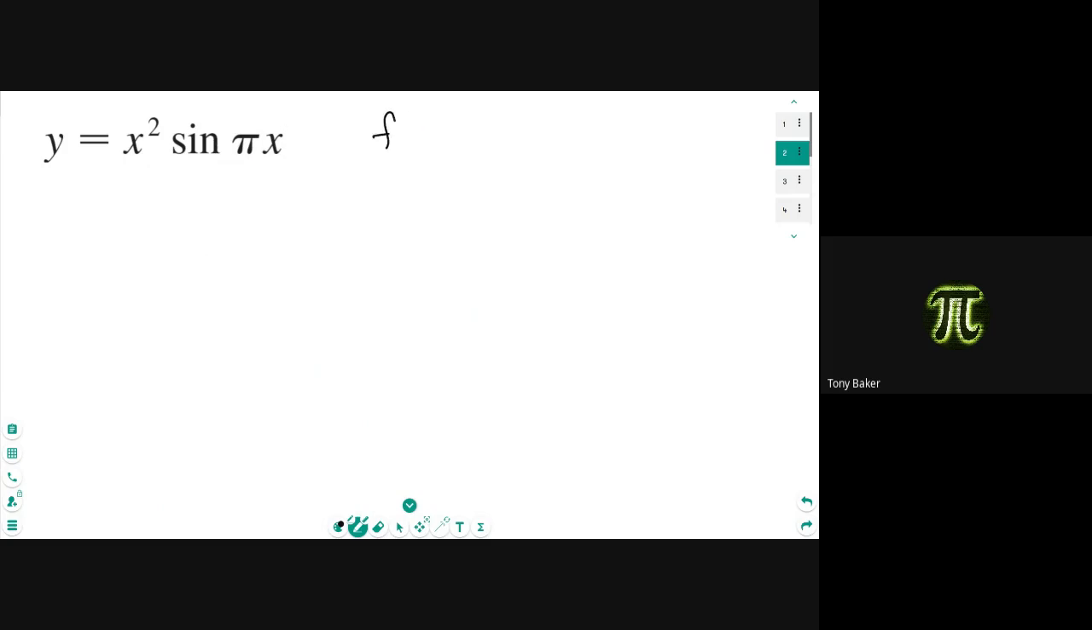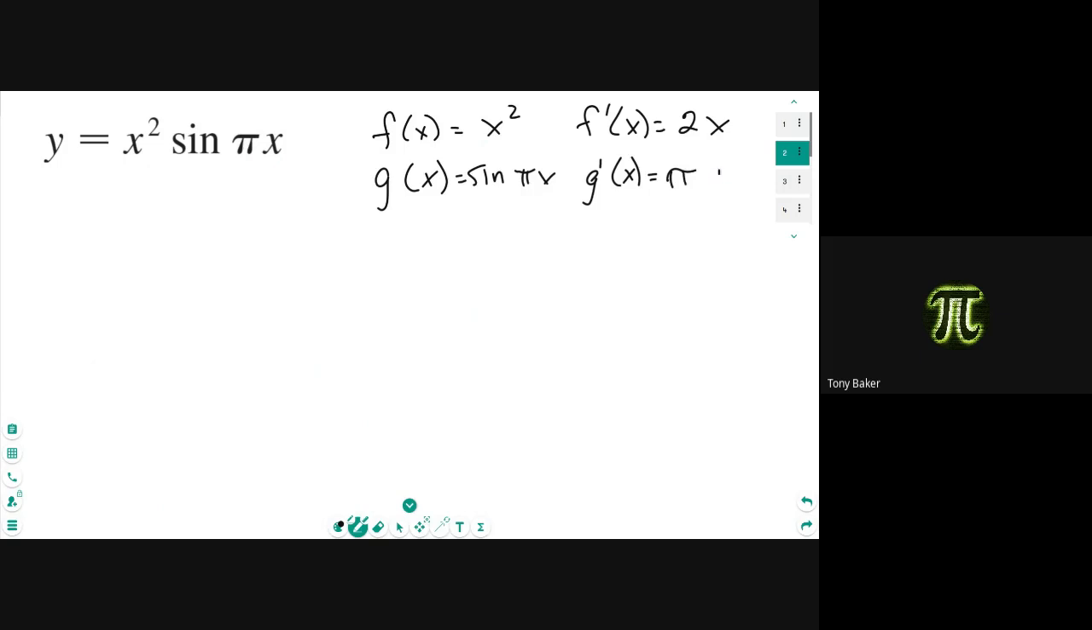So we have f of x is x squared, so f prime of x is 2x. g of x is sine pi x, so g prime of x is pi cosine pi x. So the pi comes out, that's the chain rule. Because in essence, if u is pi x, u prime is just pi.